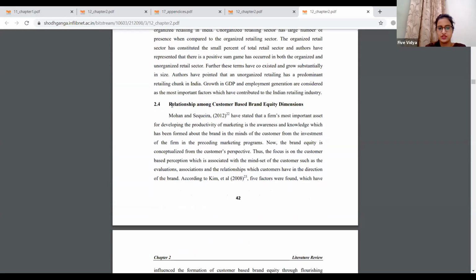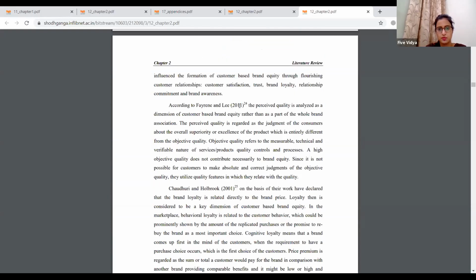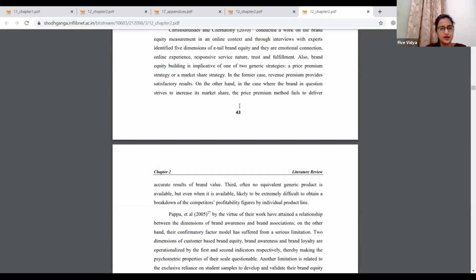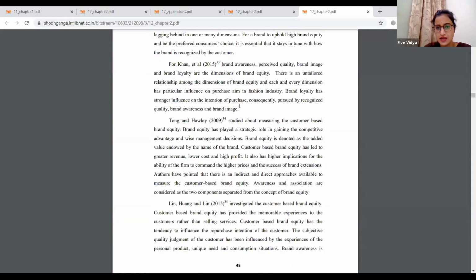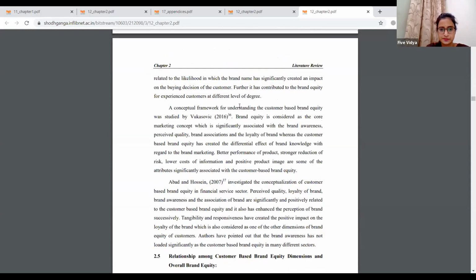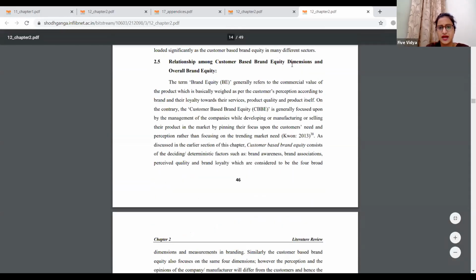Then the third heading talks about the relationship among customer-based brand equity dimensions. Now these subheadings are totally dependent upon the topic, so we cannot control how many subheads we need to include. Depending upon the topic, we can have this. The next subhead says relationship among customer-based brand equity dimensions and overall brand equity.